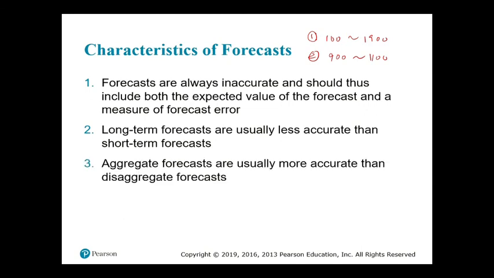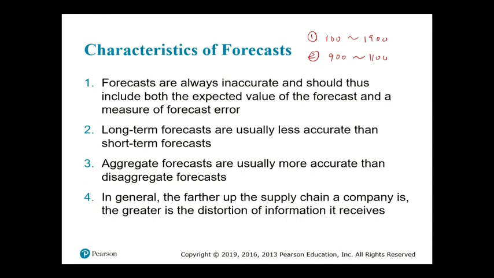Aggregate forecasts are also more accurate than disaggregate forecasts. For example, if we were to forecast the GDP of a whole country, the forecast is generally much more accurate than if we were to forecast the revenue of a single company. Additionally, in the last class, we saw that the farther up we go on a supply chain, the less accurate the forecast is. This is because of distortion of information as it moves up the chain. As a result, it's important to conduct collaborative forecasting.